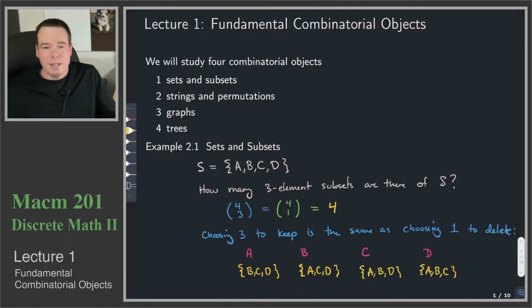So we not only counted how many ways there were to select a 3-element subset, we got 4 of them, we also had a way to list them out. And the way we listed them out was by the easier method of figuring out which one we don't want to keep in this context.